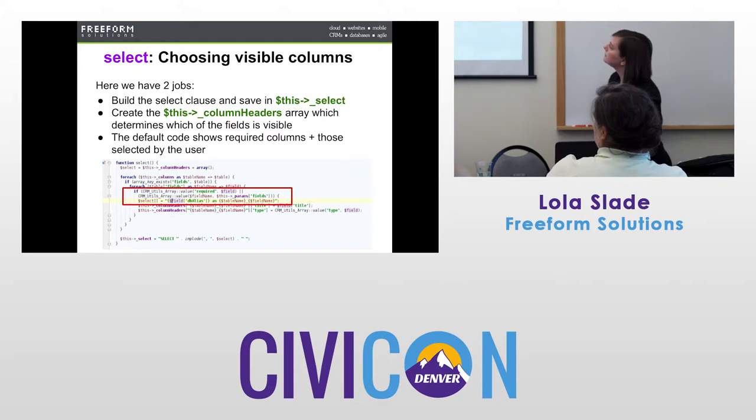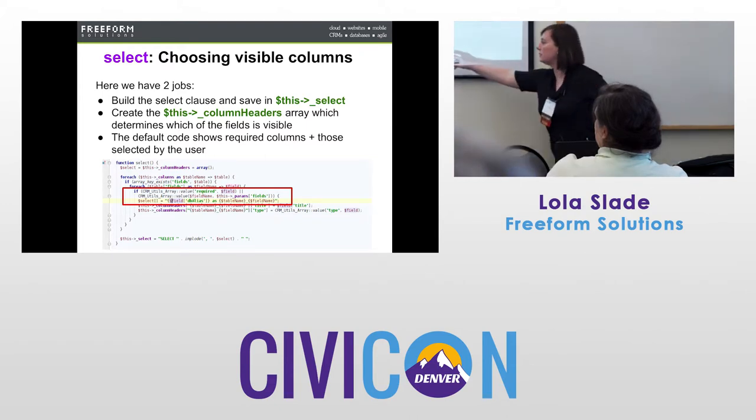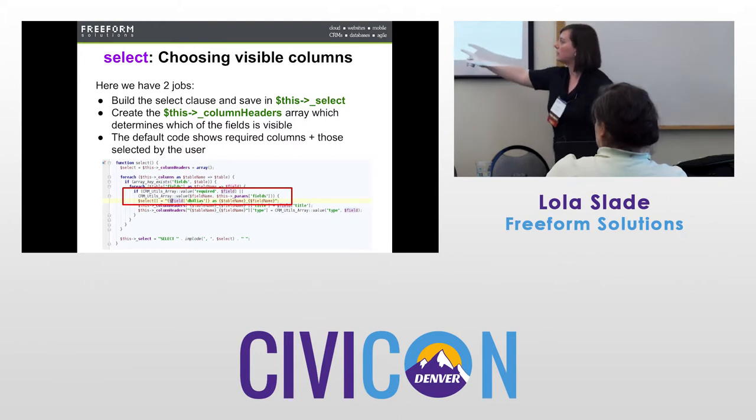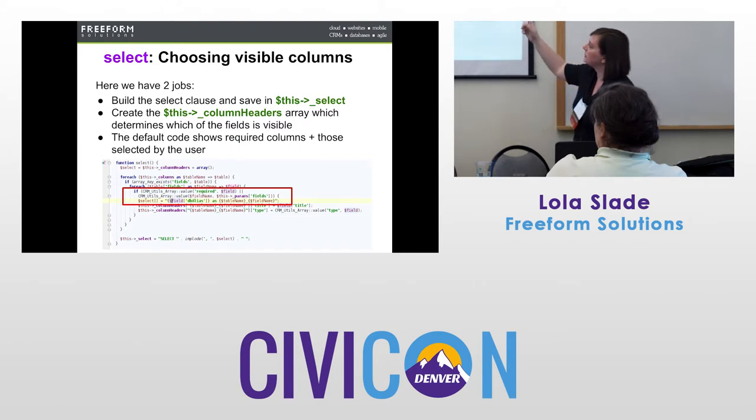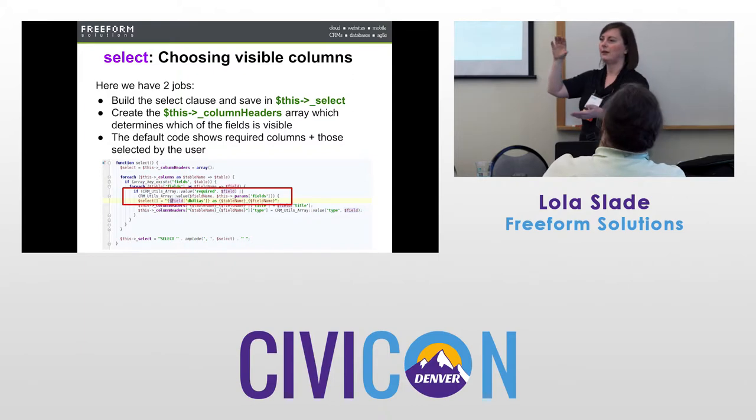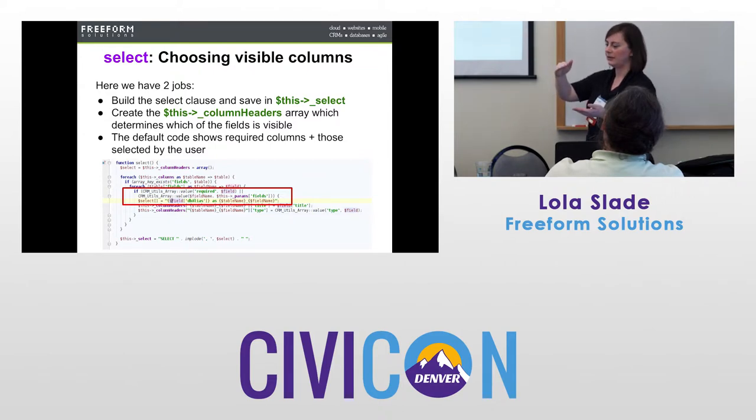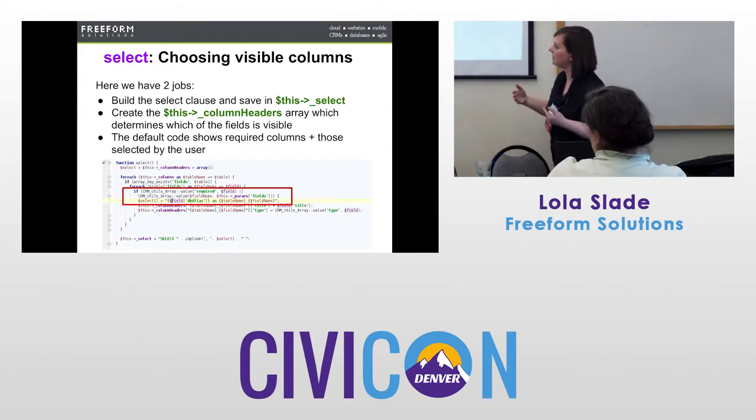We're going to get to the next example shortly. I did already mention this, that the select function has two jobs: to generate the SQL for the select piece of the SQL clause, and to create the column headers array, which determines which of the fields is visible. The default code, which usually the select, in all the sample reports, the select is really, really long. Every report has something like three fields they want to handle differently. So it'll always say, if field name equals this, do this, otherwise do this. And the select function might scroll off the screen. So here's a minimal one, but it still has the main piece of what's usually in the sample code.